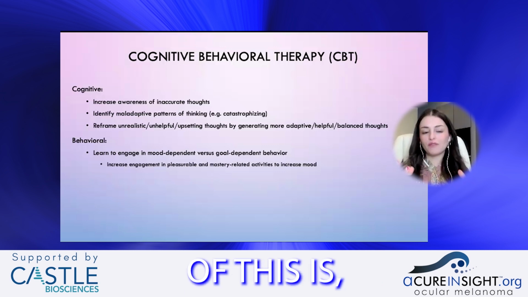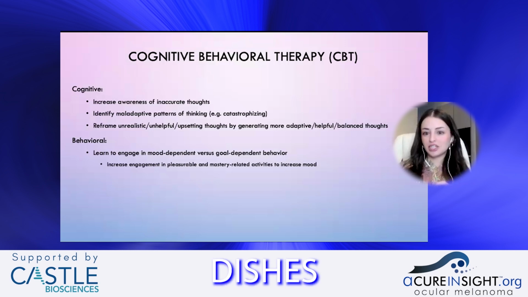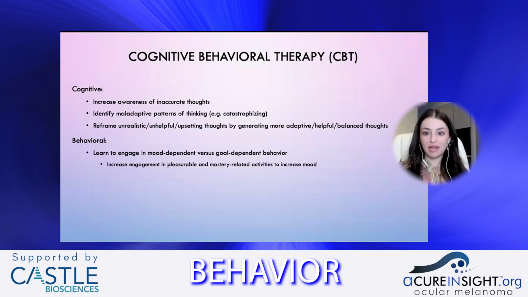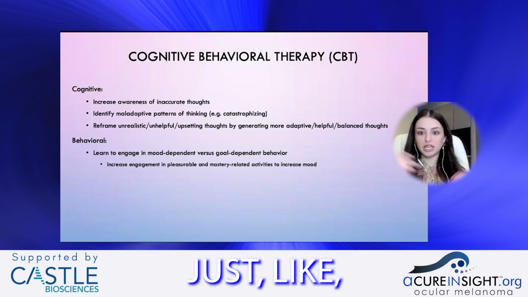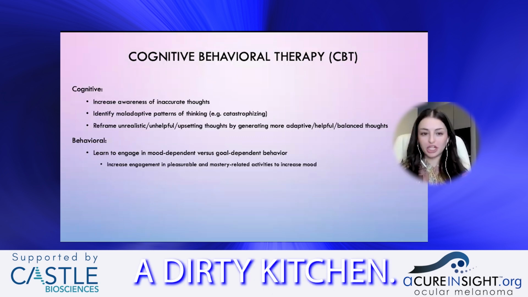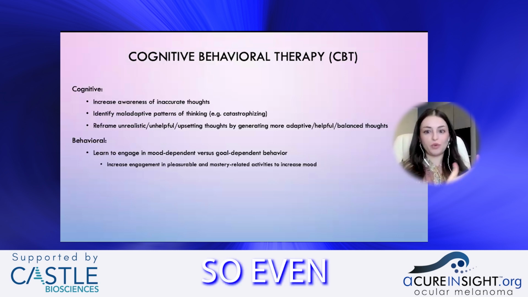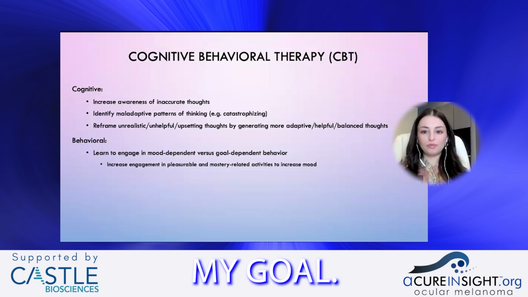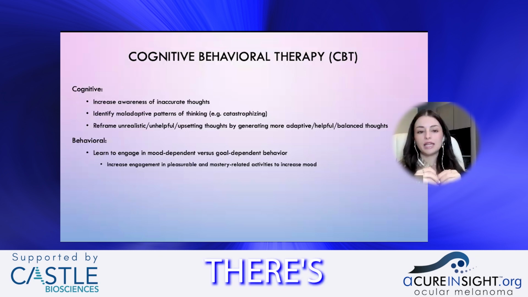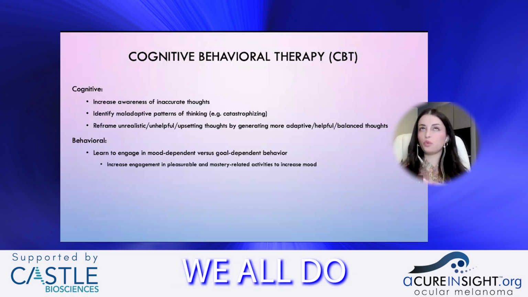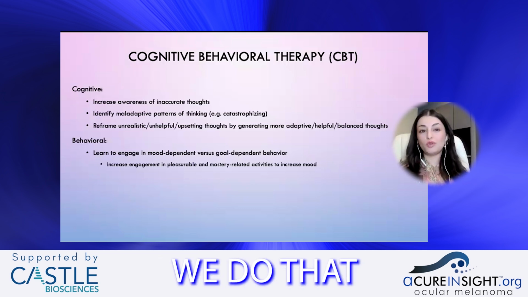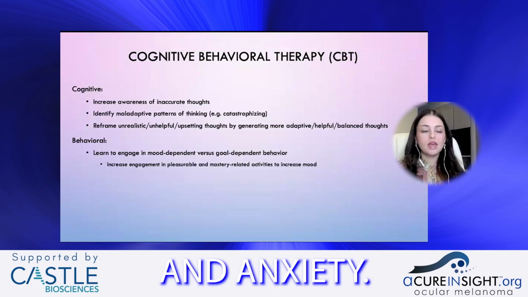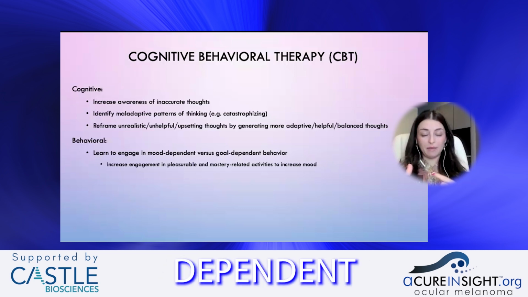So an example of this is last night I had dishes to clean. I really wasn't in the mood to clean them. And if I were to engage in mood-dependent behavior last night, I would have not cleaned my dishes, would have just gone to bed. Right. But I don't want to have a dirty kitchen. So I engaged in goal-dependent behavior. So even though I wasn't in the mood to, let's say, clean my dishes, I acted based on my goal. And there's no issue with acting based on your mood. We all do that. The problem becomes when we do that too much, and that's what can often result in depression and anxiety. So we help clients act in more goal-dependent manners.